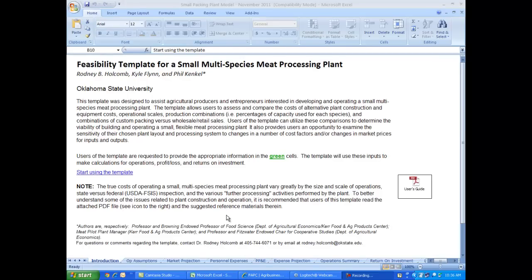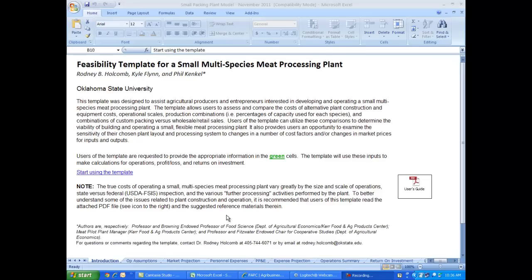I'm an agribusiness economist with Oklahoma State University's Food and Agricultural Products Center. Today I want to talk to you for just a minute about a feasibility template designed to help those who are thinking about constructing and operating their own small multi-species meat processing plant.